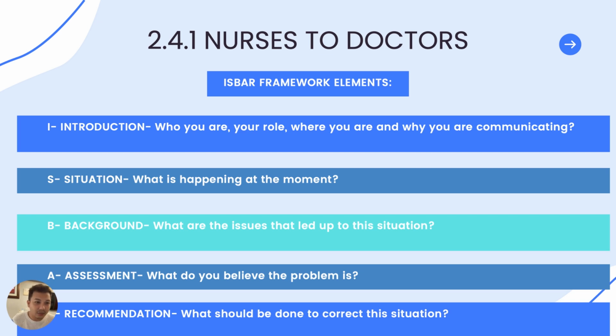So first is I, which is the introduction. Tell who you are, your role, where you are, and why you are communicating. S is for the situation: what is happening at the moment. B is for the background: what are the issues that led up to the situation. A is assessment: what do you believe the problem is. And R is recommendation: what should be done to correct this situation?